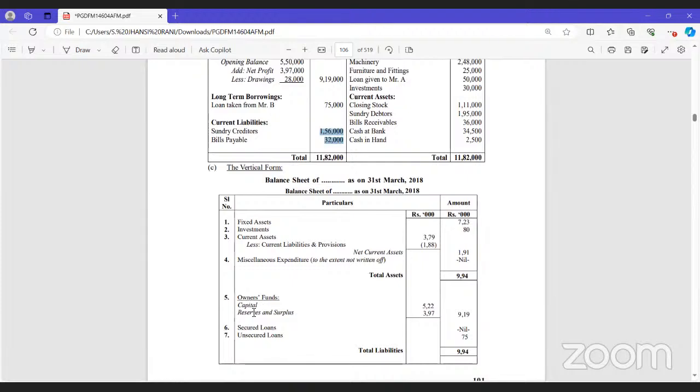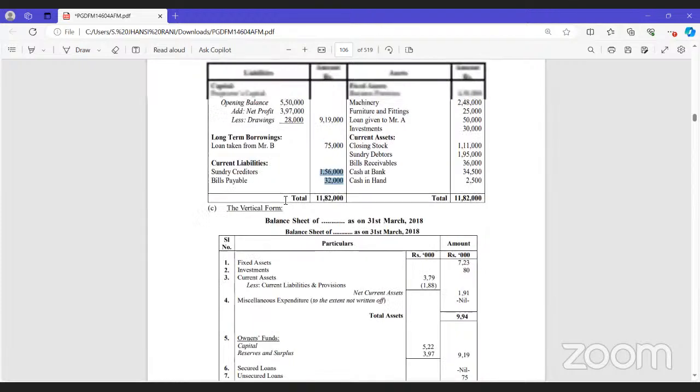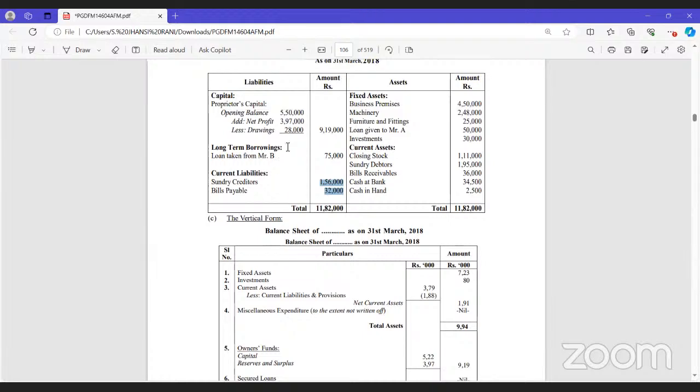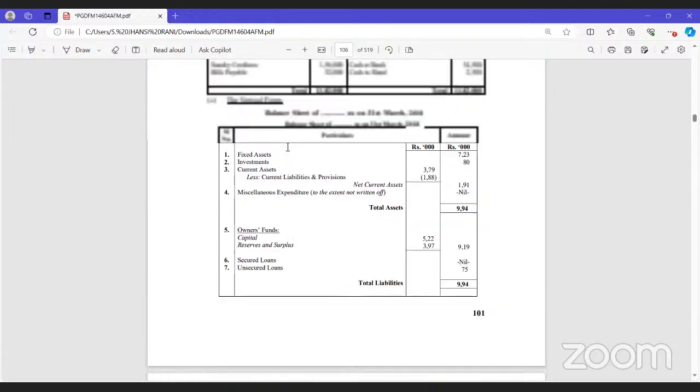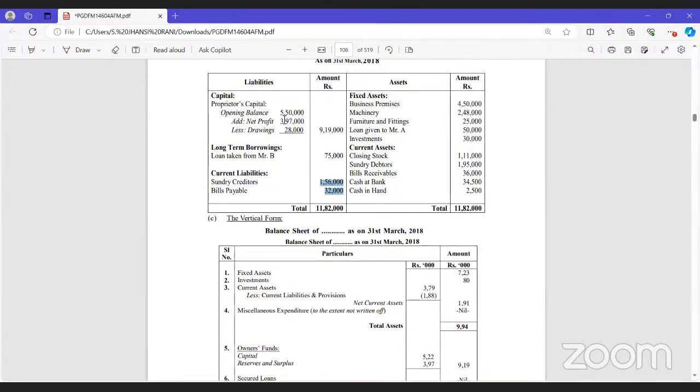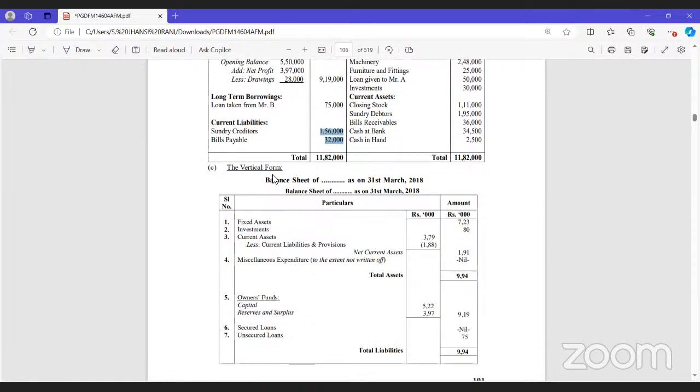Now owners' fund, that is liabilities, they have taken capital. So capital here is only 5,50,000 minus drawings. Why? Because net profit will be written under a separate schedule. In that, under reserves and surplus, we write net profit. Capital here means capital minus drawings.